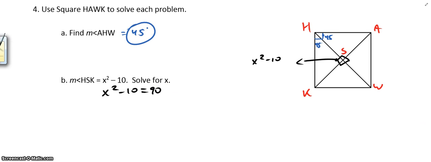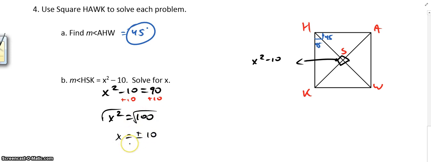Now, solving for this, you see an x squared, you might think you have to factor, but we do not have an x term. So let's just get this x squared alone. And we get x squared equals 100. We square root both sides. So x equals plus or minus 10. Whenever you square root both sides, you have to remember your plus or minus, because 10 squared is 100 and negative 10 squared is also 100. So both answers count.